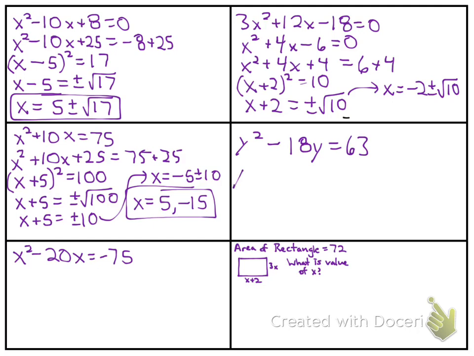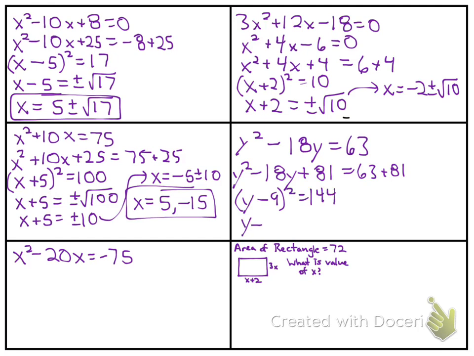Next problem, we're already set up in the correct form to complete the square. I'm going to take half of negative 18, which is 9. Once I square that, I get 81. We're going to add 81 to the other side. The left-hand side factors to be (y minus 9) quantity squared. The right-hand side is 144.